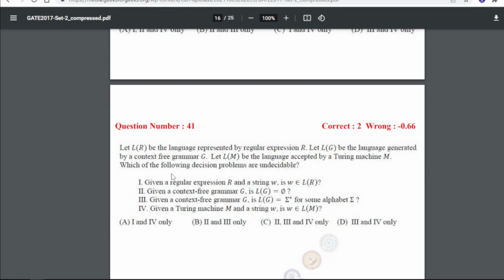Now 41 is: let R be the language represented by regular expression R. Let LG be the language generated by a context free grammar G. Let LM be the language accepted by a Turing machine M. Which of the following decision problems are undecidable? So for 41, our answer will be D, that is third and fourth only. Third is: given a context free grammar G, is LG equal to sigma star for some alphabet sigma, and given a Turing machine M and a string W, is W belonging to LM.